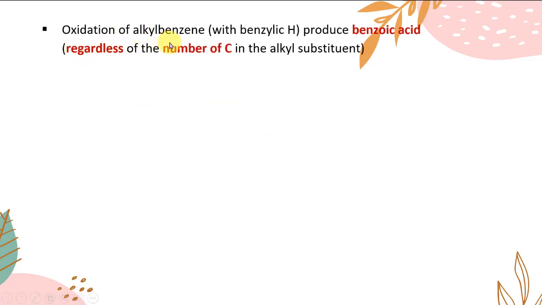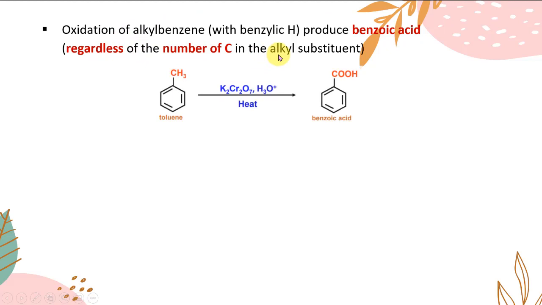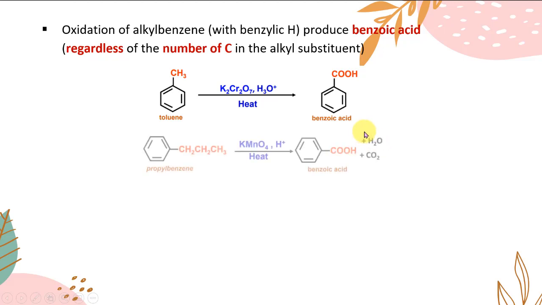So oxidation of alkyl benzene with benzylic hydrogens will produce benzoic acid, regardless of the number of carbons in your alkyl substituent. If there's only one carbon, this carbon will be oxidized into benzoic acid. So from toluene into benzoic acid. As well, if you have propyl benzene, there are 3 carbons over here, and this structure will also oxidize into benzoic acid. The remaining carbons will be produced as carbon dioxide gas. So regardless of the number of carbons, as long as there are benzylic hydrogens, we are going to get benzoic acid.